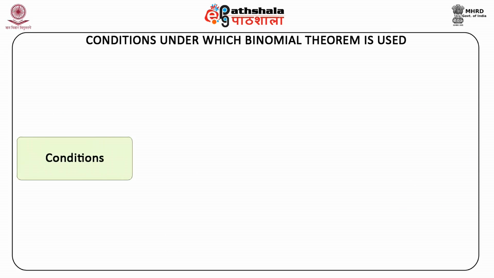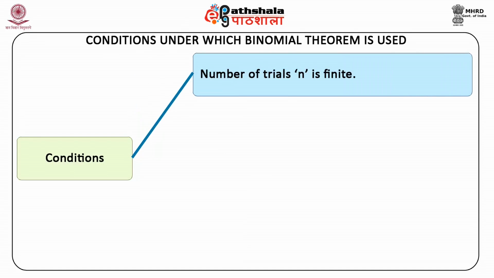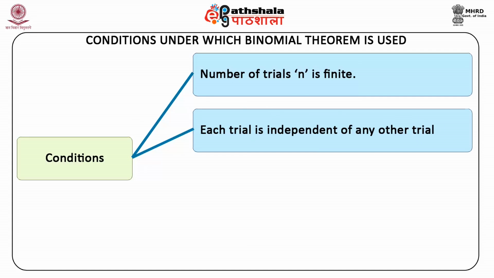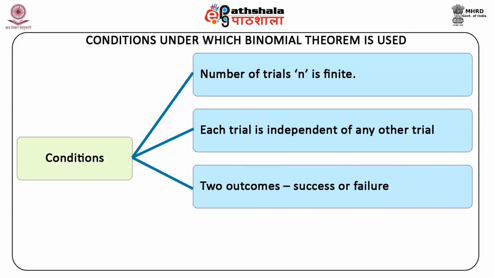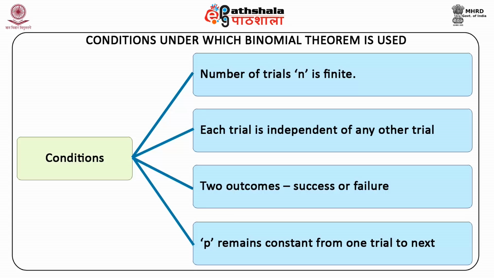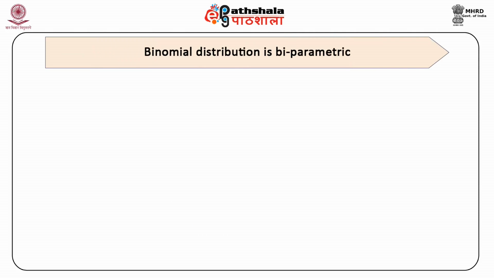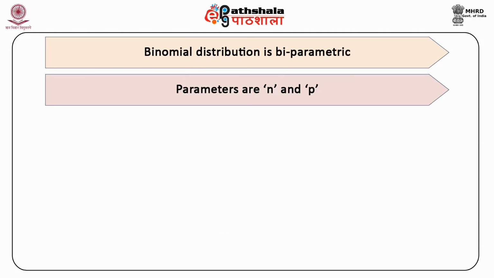Let us look at the conditions under which the binomial theorem is used. There are four such conditions. Number 1: the number of trials n is finite. Each trial is independent of any other trial. There are only two possible outcomes of an experiment, that is, a success or a failure. The probability of success p remains constant from one trial to the next, as does the probability of a failure, q. The binomial distribution is biparametric and the parameters are n and p.